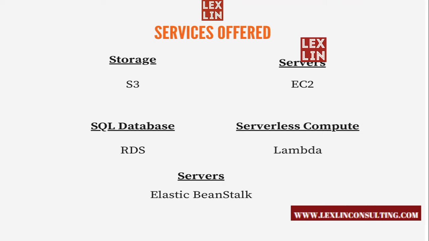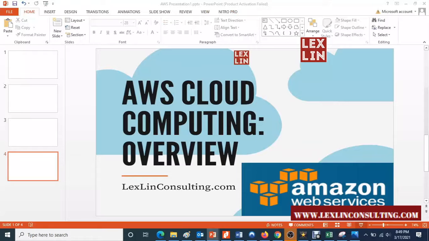So some of the services that we'll discuss that are offered by AWS is storage, which is S3. S3 is a popular storage type. And then servers, EC2, which is popular virtualization instances. SQL databases, you have RDS, then serverless compute, you got Lambda, and for servers you got Elastic Beanstalk. So let's get right into it.